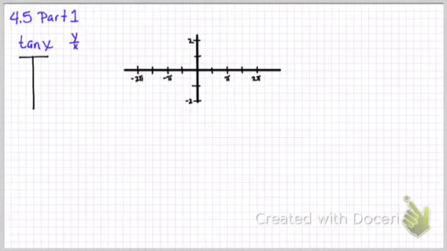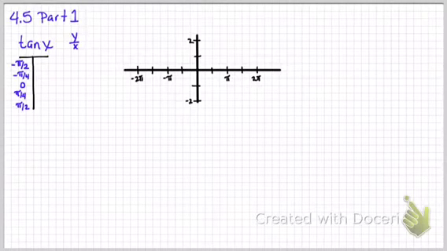So let's go ahead and create a parent table for tangent, and then we'll be able to graph it. We're going to start out with negative pi over 2. And since the period is going to be pi for tangent, we're going to end at pi over 2. And so again, I'm going to use my intervals. Halfway between negative pi over 2 and positive pi over 2 is 0. Halfway between negative pi over 2 and 0 is negative pi over 4. And halfway between 0 and pi over 2 is pi over 4.